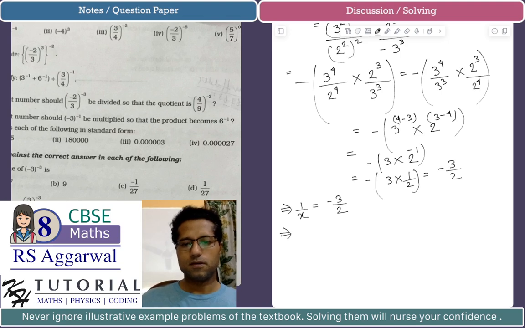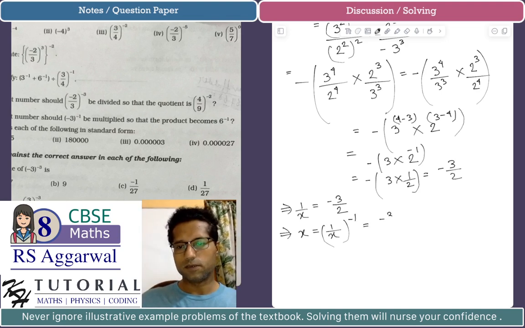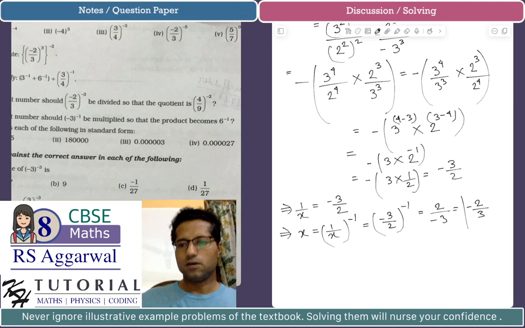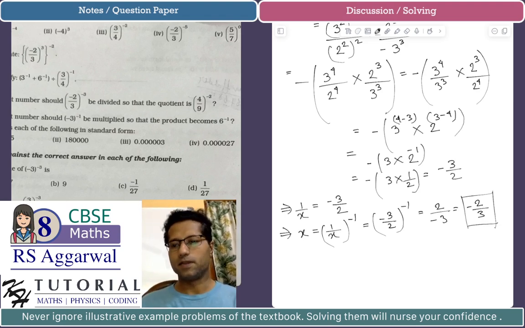This implies x will be equal to the reciprocal of 1 by x, which is x, which is equal to minus 3 by 2, its reciprocal. This is equal to 2 by minus 3. This is equal to minus 2 by 3. So the number that needs to be divided is minus 2 by 3.